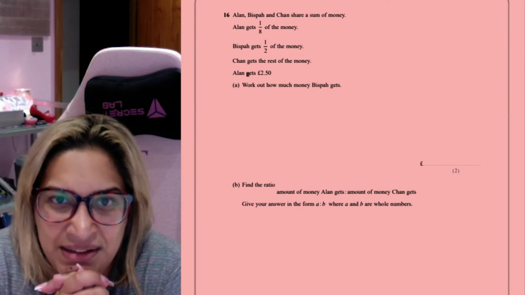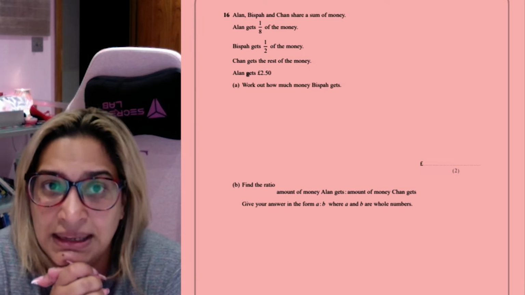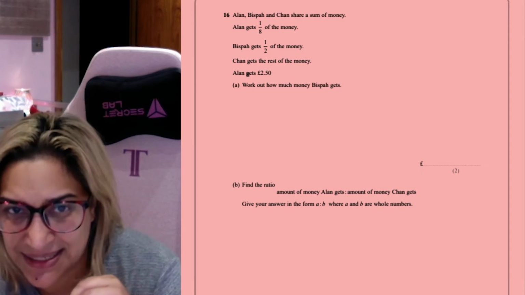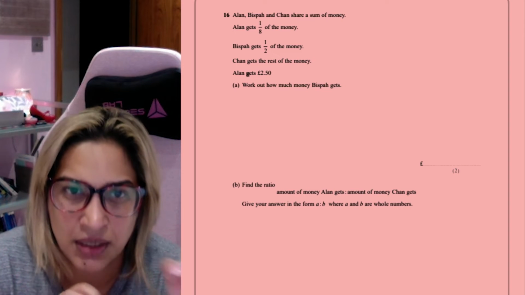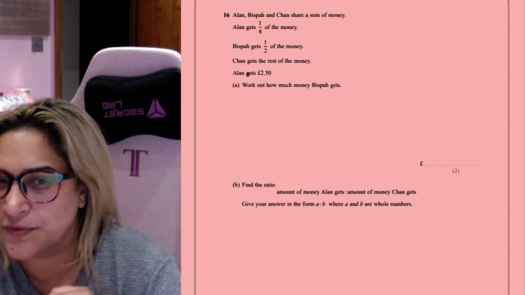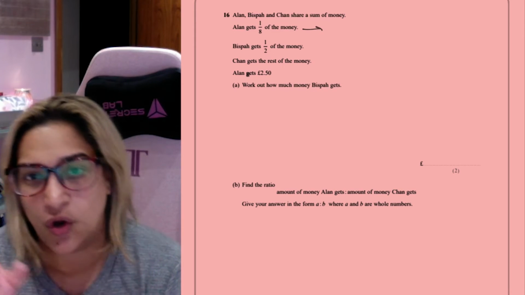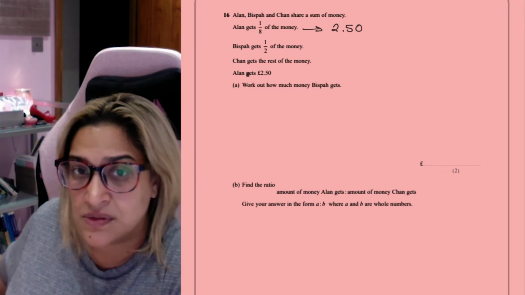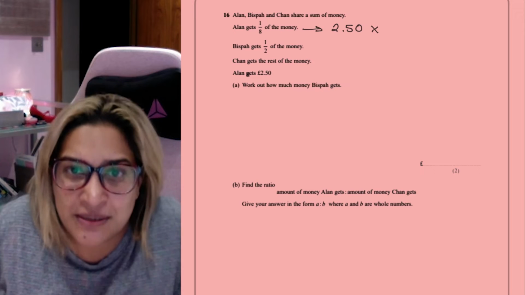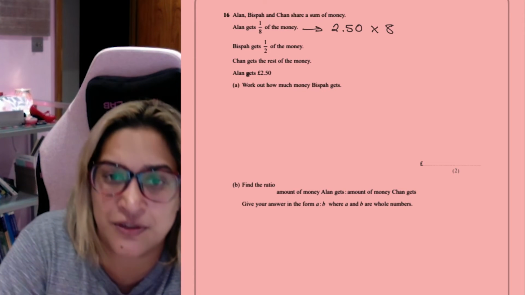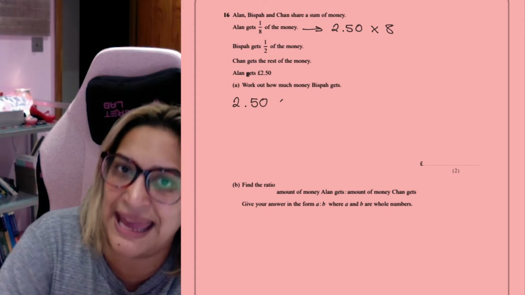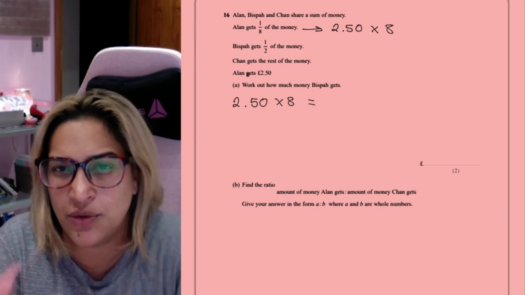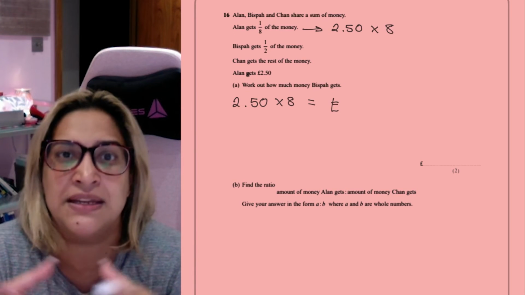Okay, Alan, Bispa and Chen share a sum of money. Alan gets 1/8. So if there were 8 bits, he gets 1 of them. So we know he gets £2.50, so that's 1 bit of 8. And all those 8 bits are the same amount, which means the total amount of money must be £2.50 times by 8.